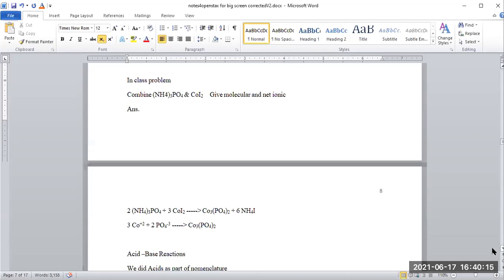Another thing that this one in particular utilizes is the idea of the phosphates. Okay, again, we're kind of picking on rule number 6 here, in terms of which one is the precipitate and which one is not.